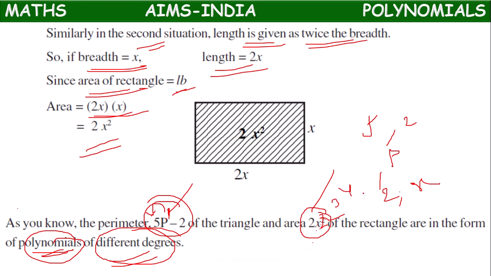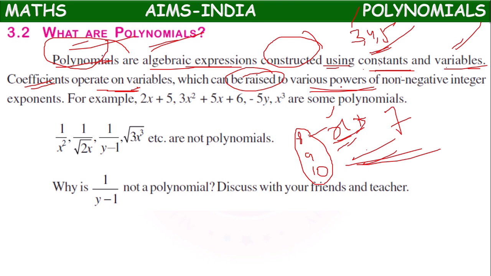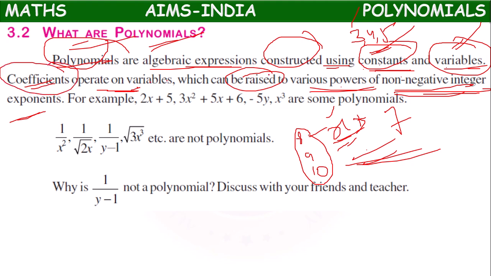A variable we can raise to different powers, but the powers should be non-negative integers, meaning positive exponents. So polynomial means it consists of constants and variables, variables operate on coefficients, and the variables are raised to positive exponents. With all this combination, if we construct any algebraic or mathematical expression, then it is called a polynomial.